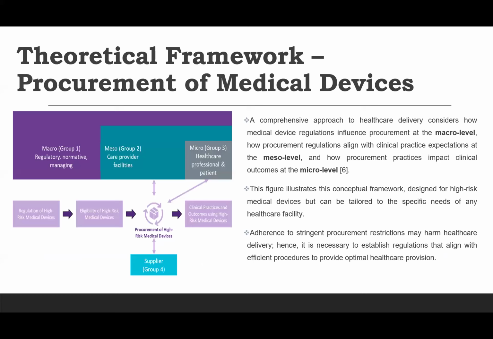Then moving to the theoretical framework, where we will be focusing on the procurement of medical devices. A comprehensive approach to healthcare delivery considers how medical device regulation influences procurement at the macro level, how procurement regulations align with clinical practice at the meso level, and how procurement practices impact clinical outcomes at the micro level. This illustration is actually the conceptual framework designed for high-risk medical devices, but you can also deploy it for specific needs of any healthcare facility. And obviously, adhering to stringent procurement restrictions may harm healthcare delivery. Hence, it is important to establish regulations and align the efficacy, and obviously provide optimal healthcare provision.